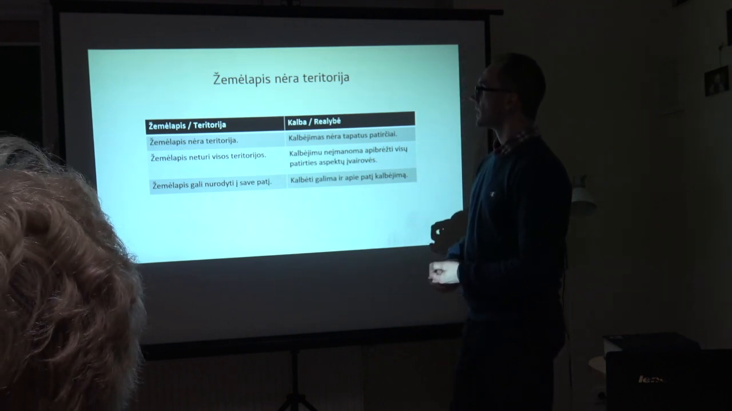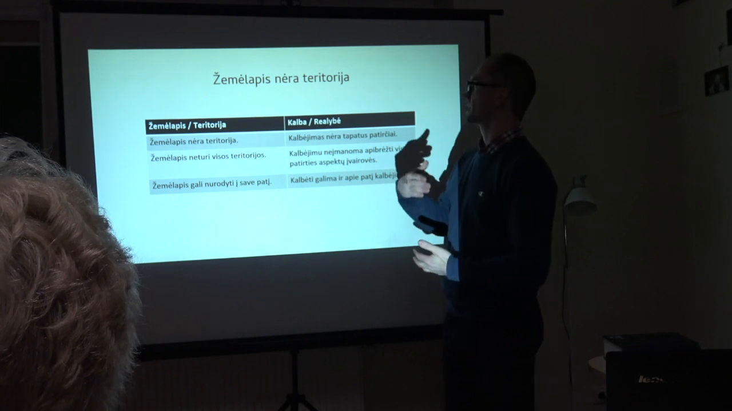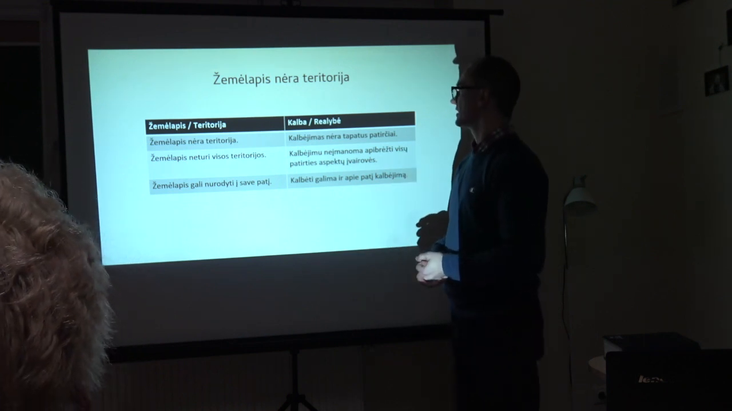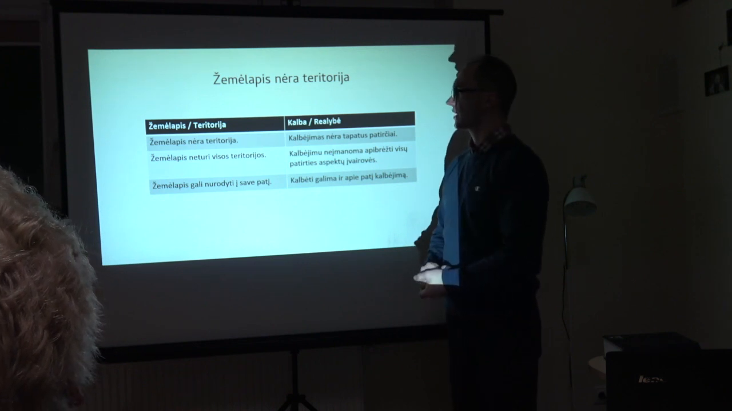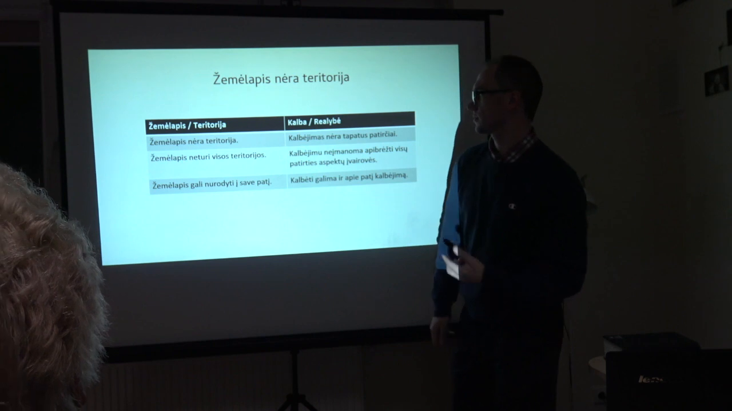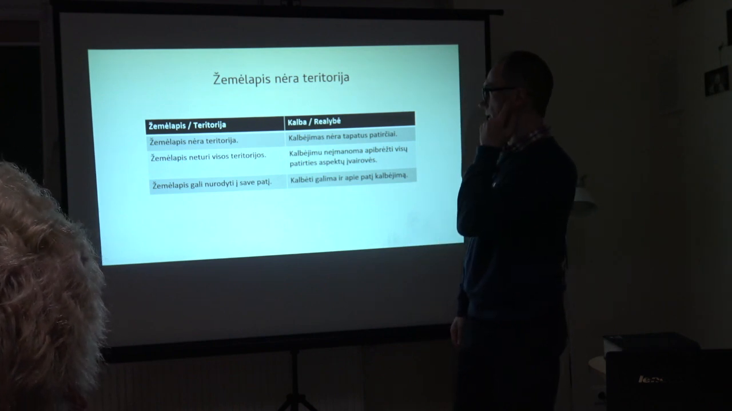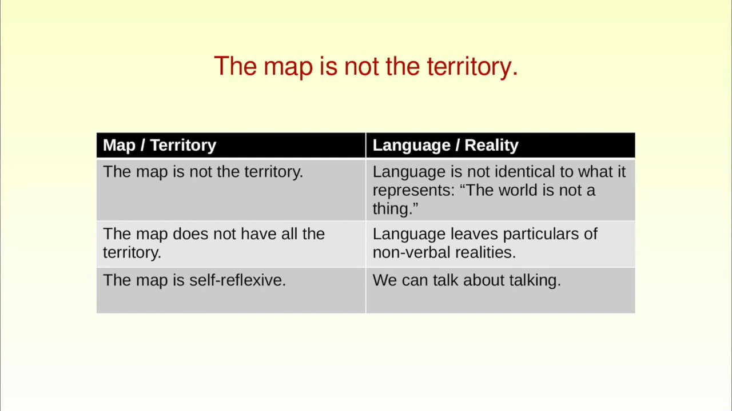The main point, the core of general semantics, is the map and territory relation, and also language and reality. So there are three things to say here. The map is not the territory, the map doesn't have all the territory, and the map can map itself. So the language is not the reality. It's not what it represents.